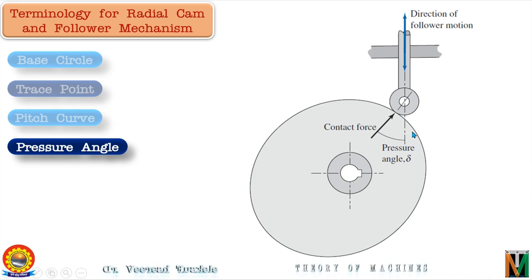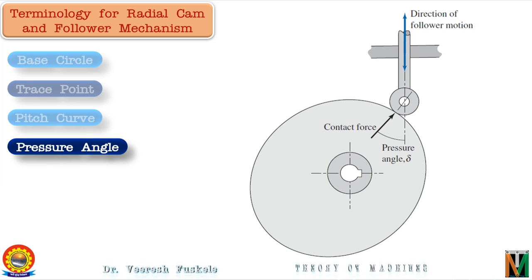So this angle should not be too large, because a force is always transmitted perpendicular to the surfaces in contact. The cam does not always push the follower in the direction of its motion. The curvature of the cam affects the position between the follower center line and the actual point of contact, as we see here in the figure.